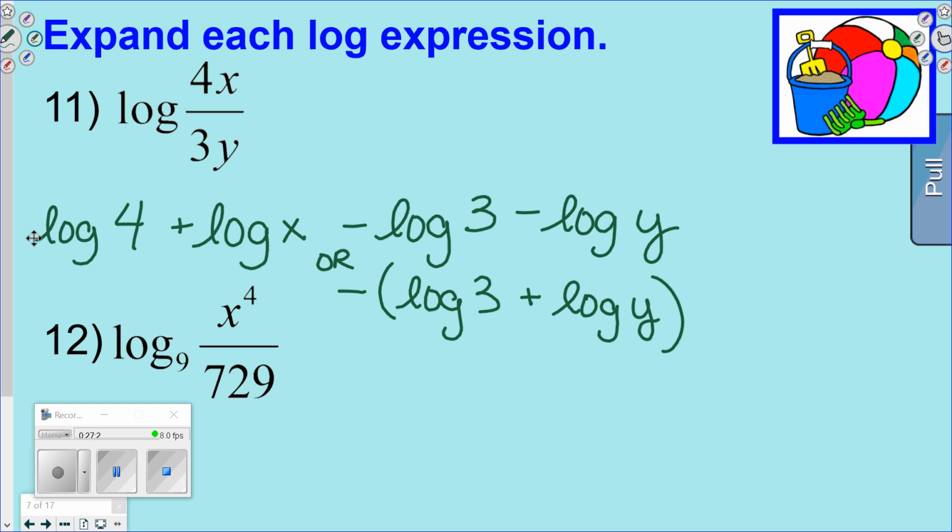Yeah, no. Do any of them simplify? 10 to what power is 4? 10 to what power is 3? No, none of those. None of those simplify.